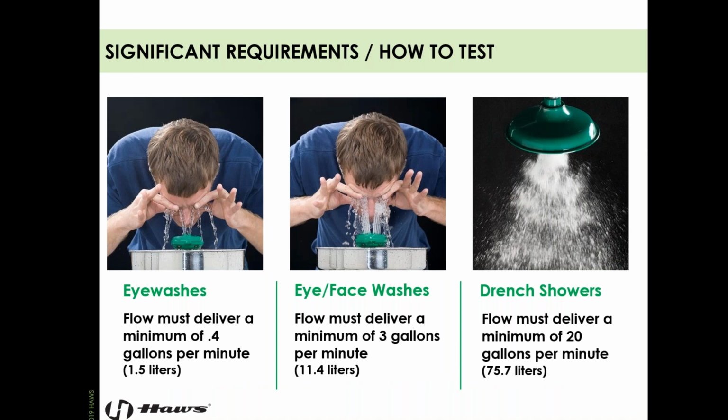Now, the minimum flow rates for each of these types of equipment are as follows. Eyewashes, 0.4 gallons per minute, 1.5 liters for my buddies up north. Eye face washes, 3 gallons per minute or 11.4 liters. Drench showers, 20 gallons per minute or 75.7 liters per minute. Obviously, if you have a combination of these types of equipment, you have to combine those gallons, right? So if you had an eye face wash and drench shower combination unit, you're looking at 23 gallons per minute. It's a lot of water. Minimum 1.25 inch piping, just so you know.